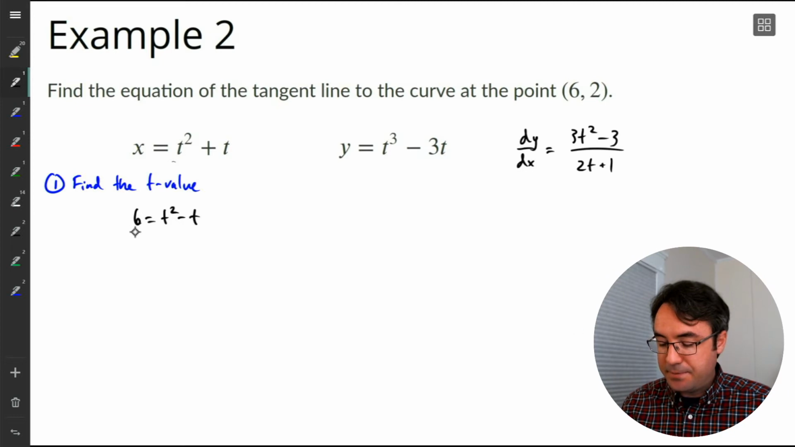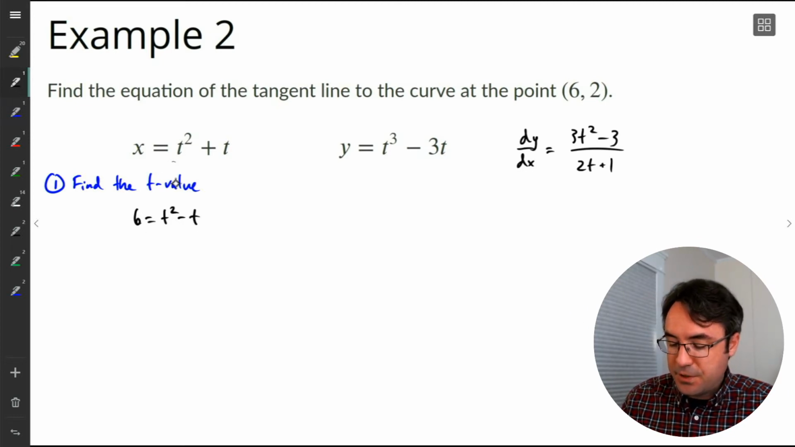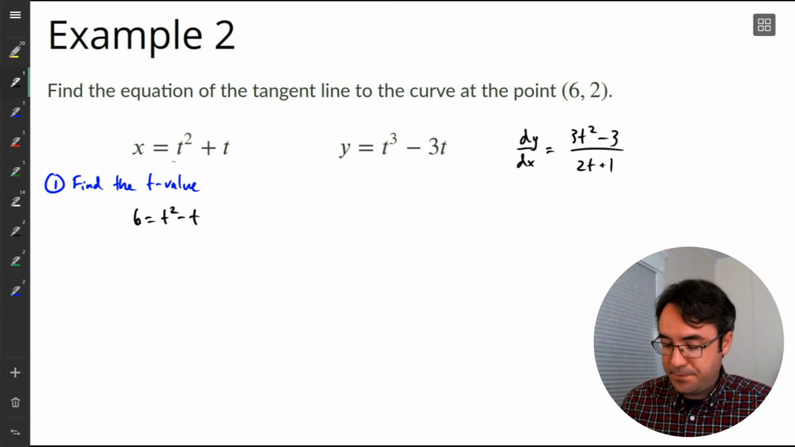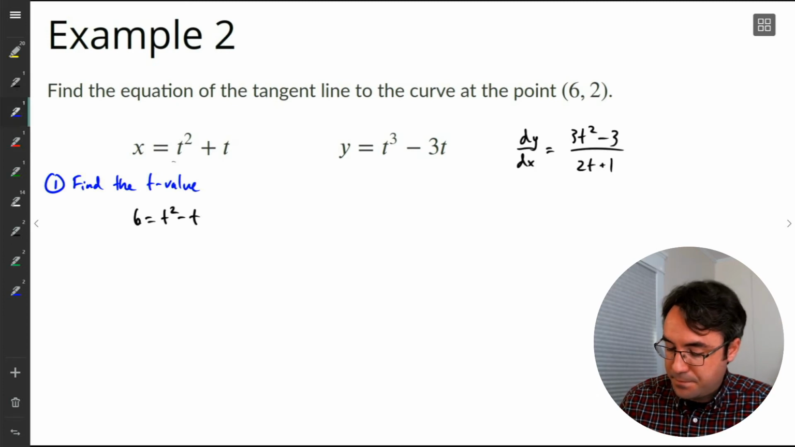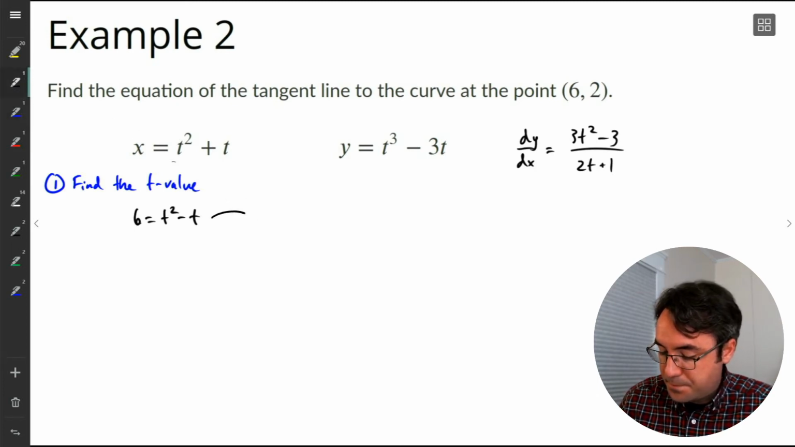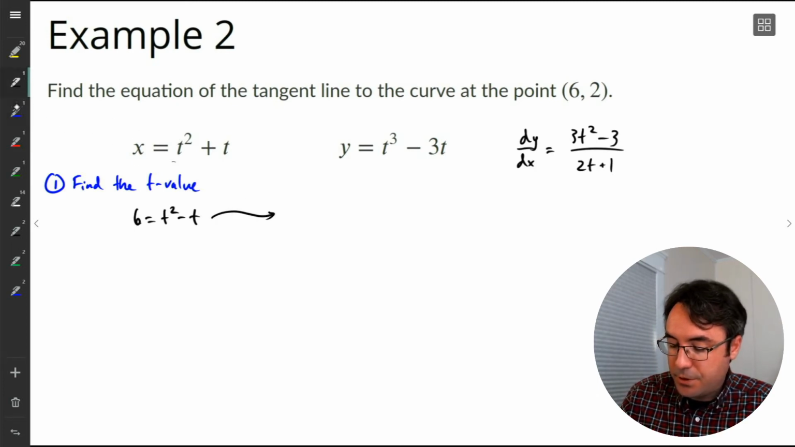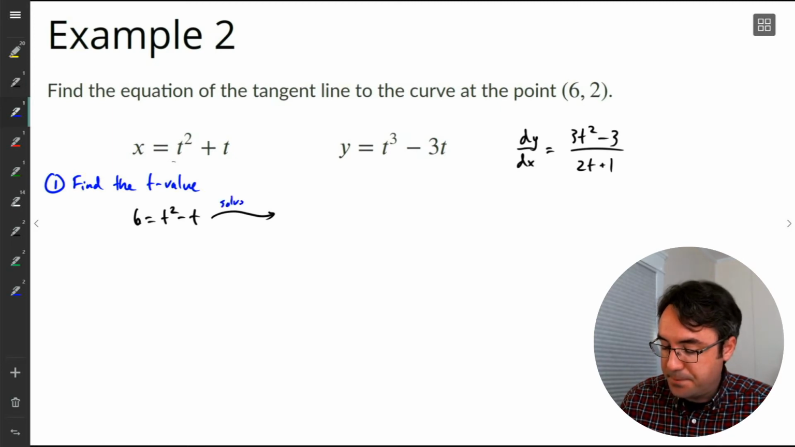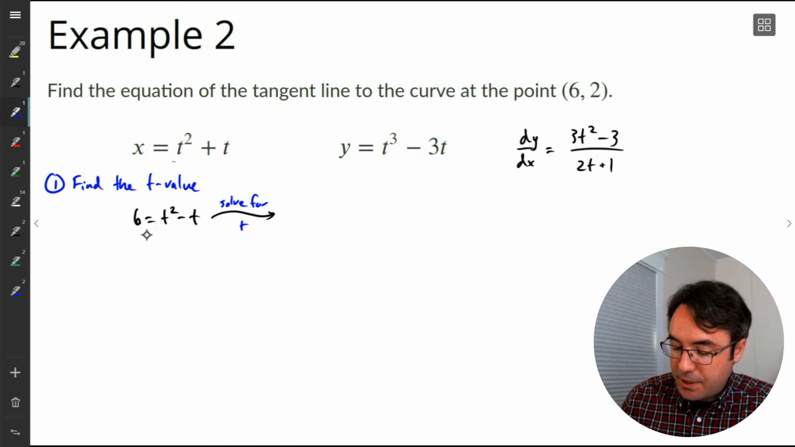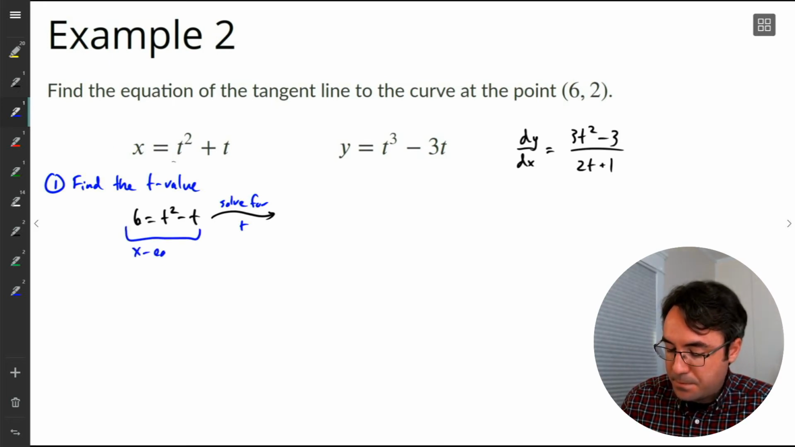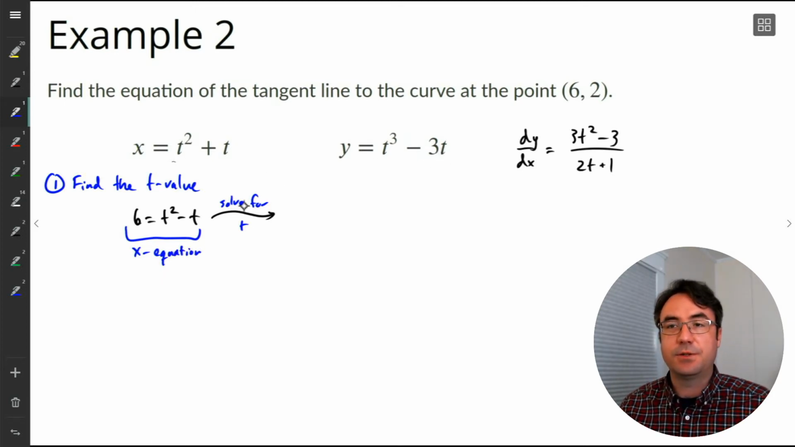And then we just want to solve this equation for t. And that's what we're going to do. We're just going to go through the steps of solving for t. So in this case, we're starting with our x equation, because it's a little bit easier than our y equation. So we take our x coordinate, set it equal to the x equation, and then we're going to solve this for t.